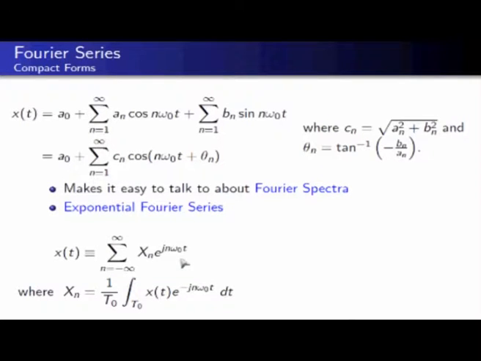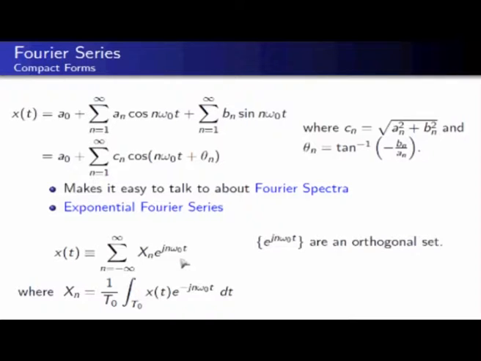Another compact form is possible, called the exponential Fourier series, where I express x of t as an infinite sum with n going from minus to plus infinity. Xn becomes the Fourier coefficient, and instead of sine and cosine I now have e to the power of j n omega naught t, where n omega naught is the nth harmonic of the fundamental frequency. It is also possible to compute Xn by this simple relationship: 1 by T naught times the integration of x of t multiplied by e raised to minus j n omega naught t, over one period.